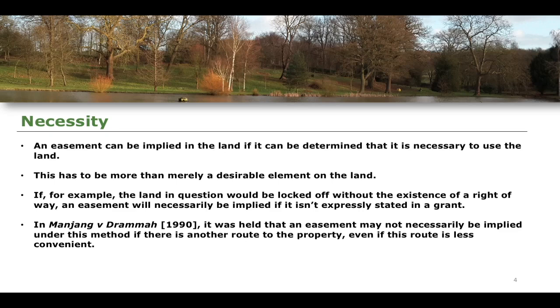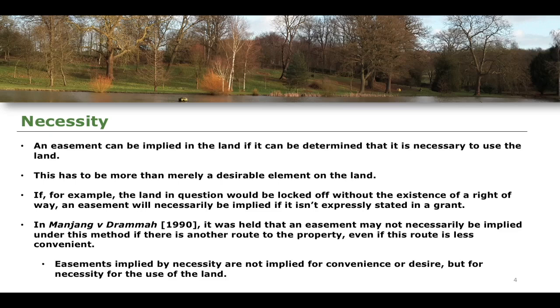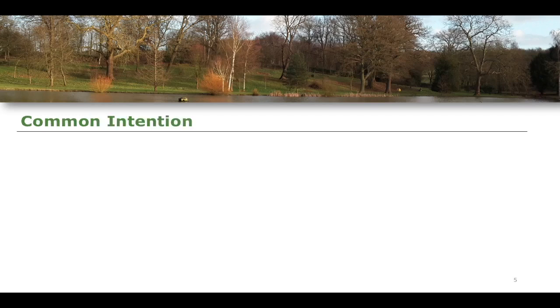It has to be more than that in order for it to actually be a necessity for there to be a grant of easement. If there's another way of getting to that property, even if it is less convenient, even if it is a bit more cumbersome, this would still not satisfy the necessity requirement for the implied grant of an easement. Easements implied by necessity are not implied for convenience or desire, but like I said here, they are implied for the necessity of the use of that property.